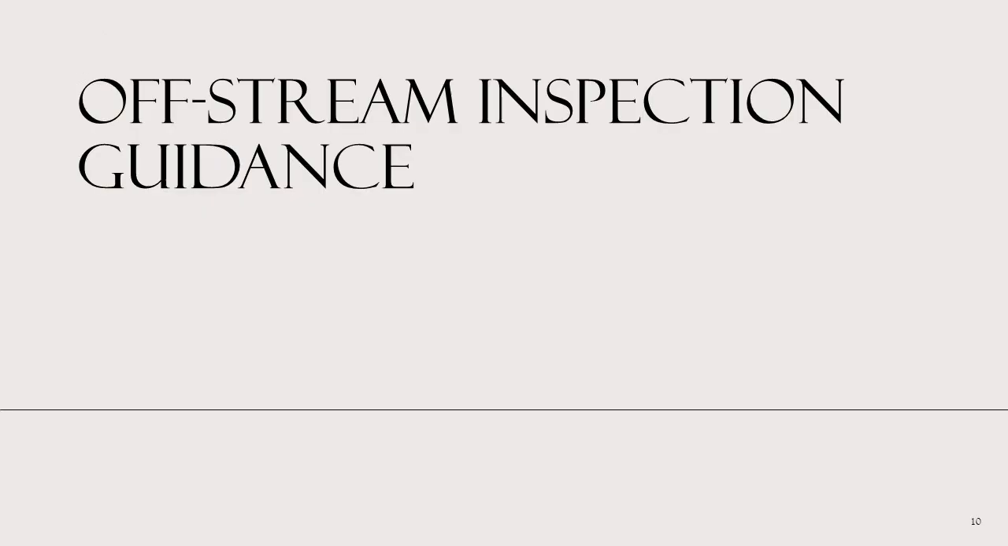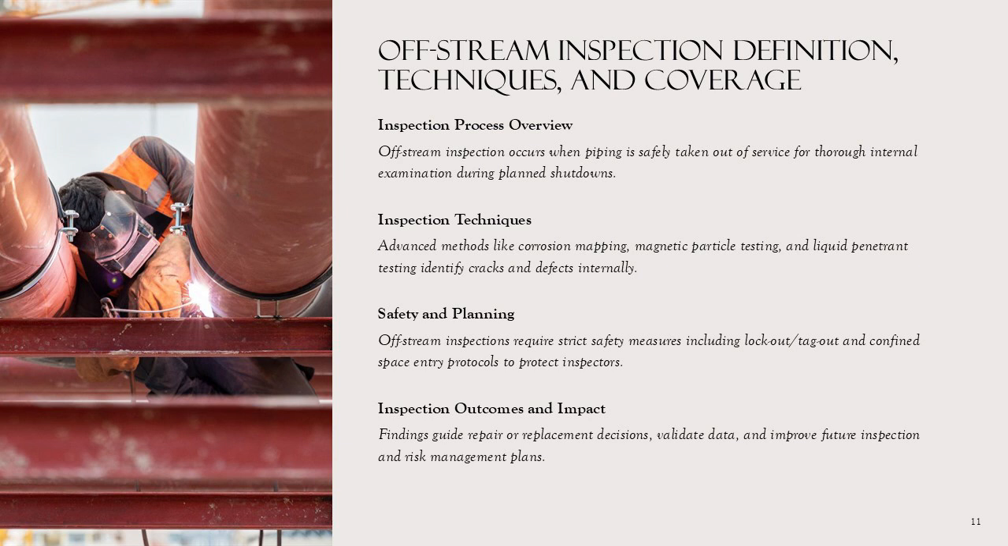Off-stream inspection definition, techniques, and coverage. Off-stream inspection is conducted when piping systems are taken out of service, depressurized, drained, and made safe for internal access. These inspections are typically performed during planned shutdowns or turnarounds and allow for more comprehensive examination of piping condition. Off-stream inspection activities include internal visual inspection to assess corrosion, fouling, deposits, and erosion patterns that cannot be observed externally.